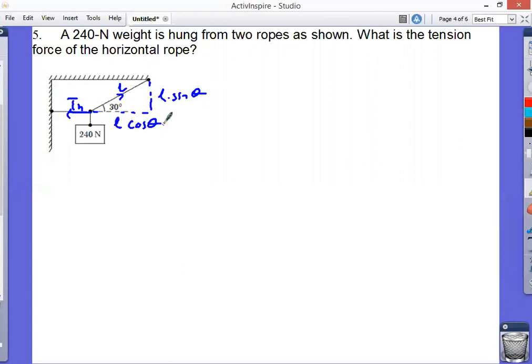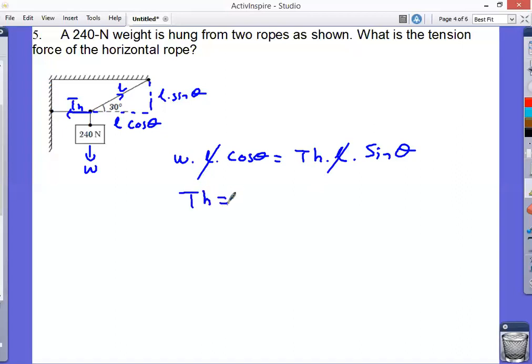Okay, so let's apply the formula. Here we have weight, of course. So weight times the vertical component L times cos theta equals TH times L times sine theta. Okay. So then the L, as you see over here, they're going to cancel out each other. We are looking for TH, so let's leave alone the TH. TH is going to be equal to W times cos theta over sine theta.